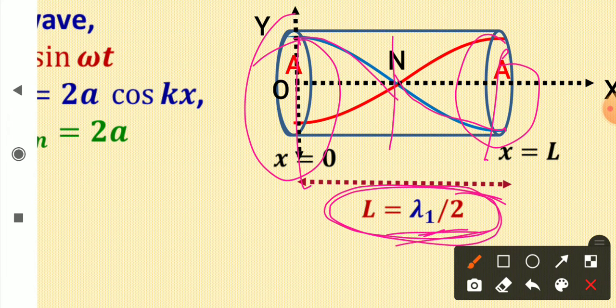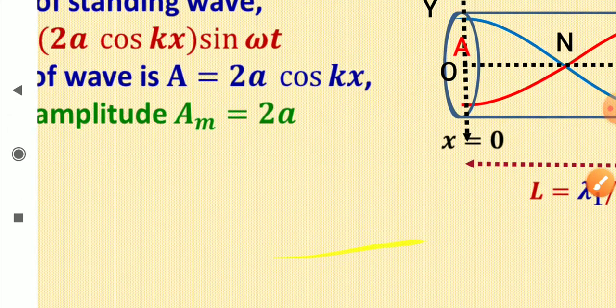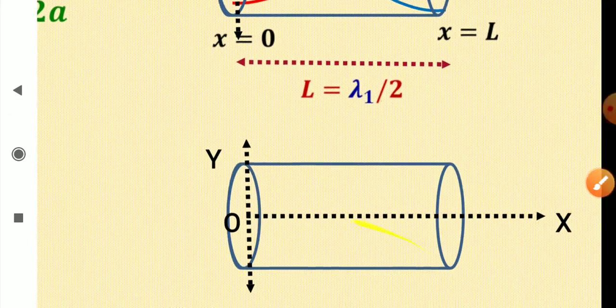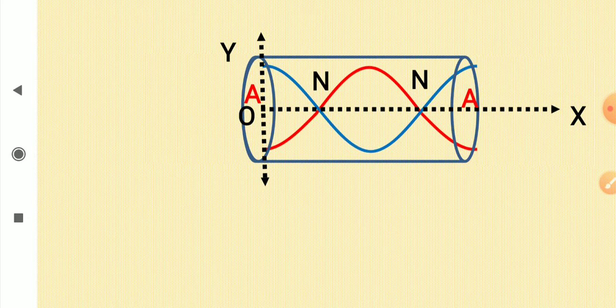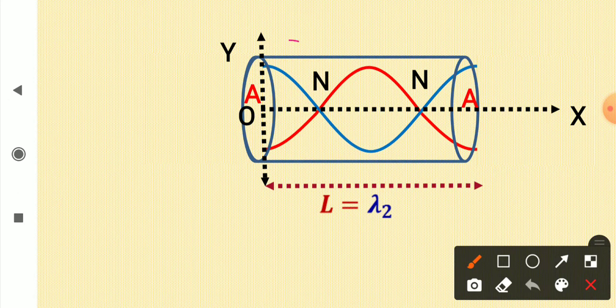So L is equal to lambda 1 by 2, the minimum possibility. And the next possibility is we can have two nodes in between. So at the ends we get antinodes, and in between we have put two nodes. So now you can see that this is 1/4 of wavelength, half of wavelength, 1/4 wavelength. So total is 1 wavelength.